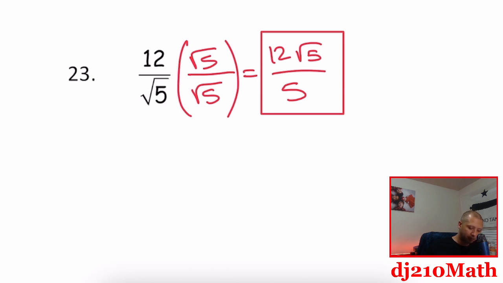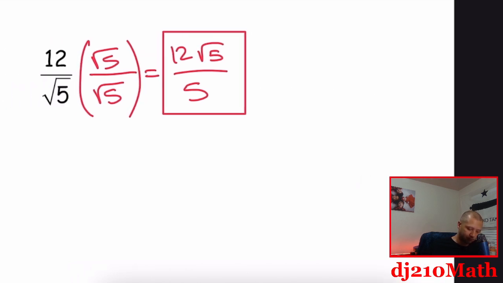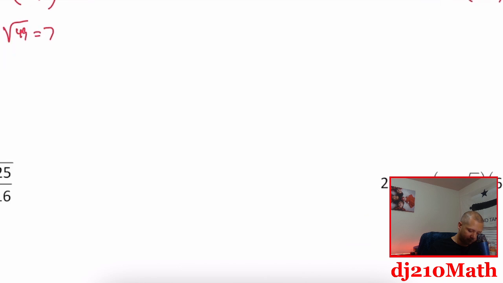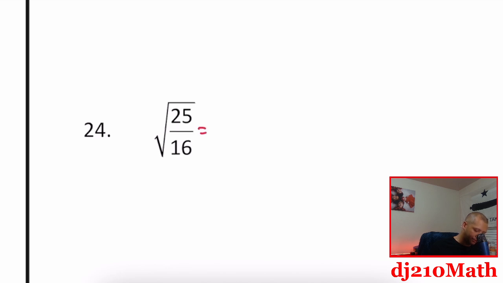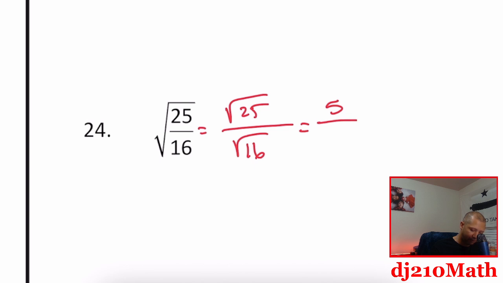As far as we can go. Oh, this is a nice one. Because look, square root of the top, square root of the bottom. These are perfect squares. Root 25, 5. Root 16, 4. Those are nice. Those are always nice.